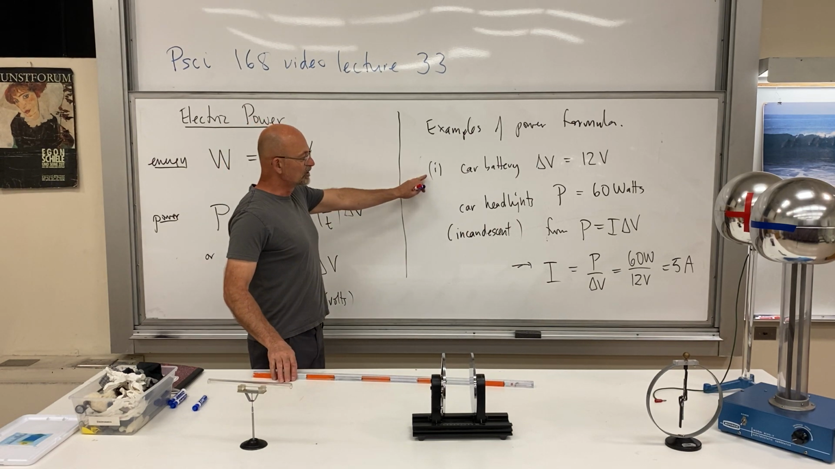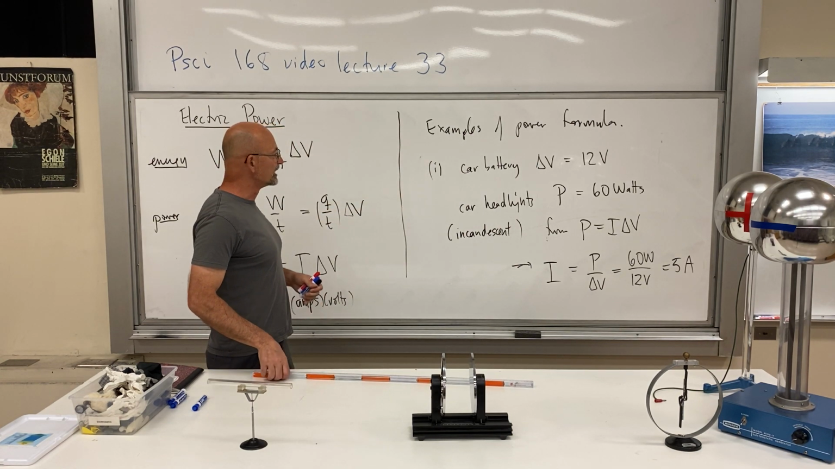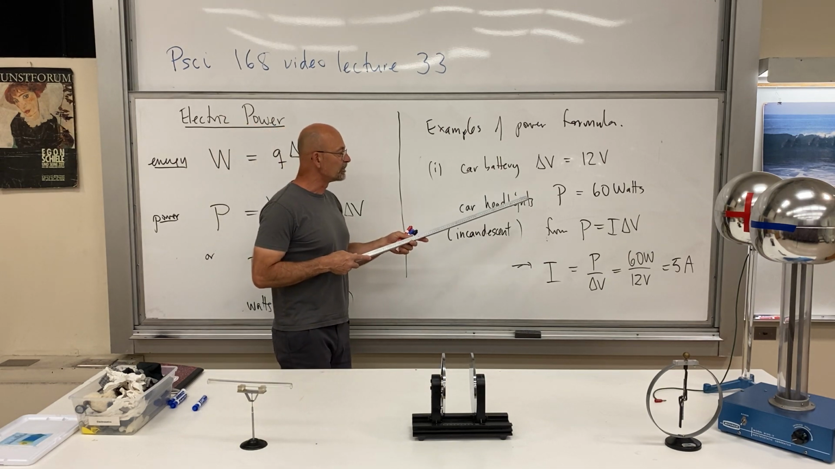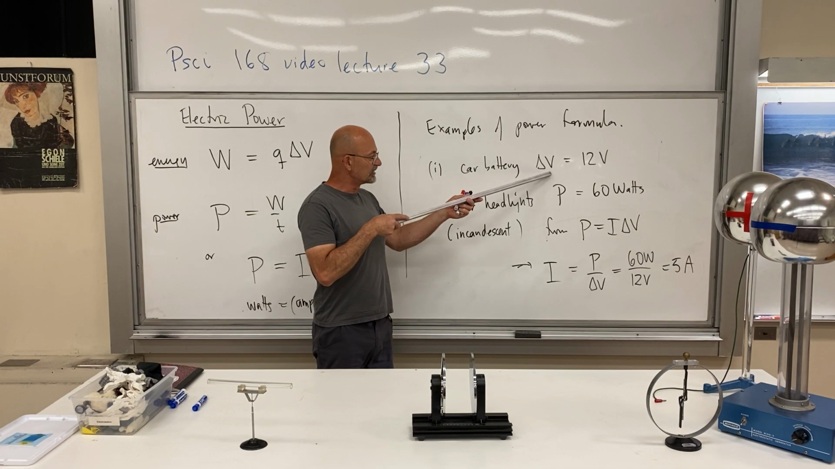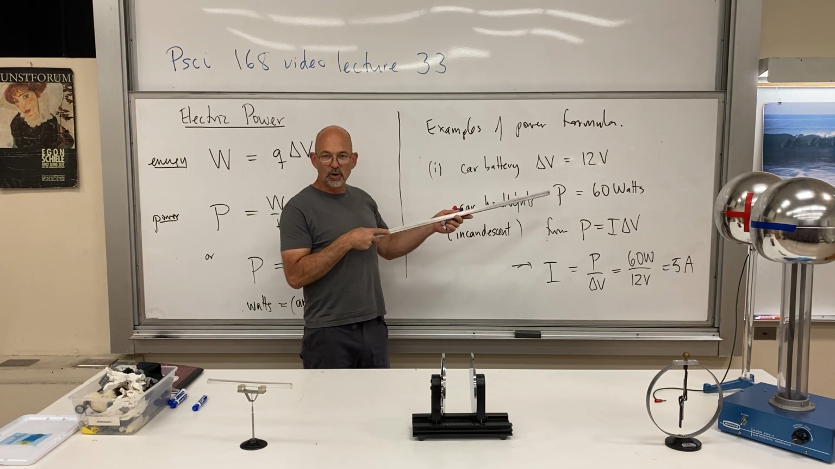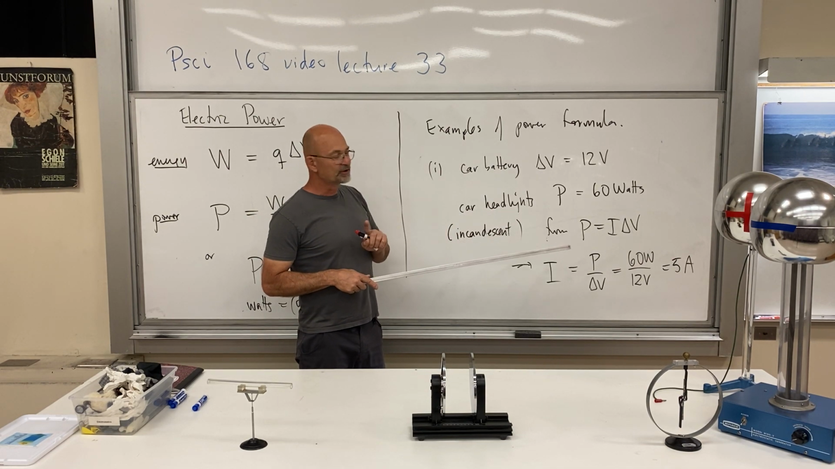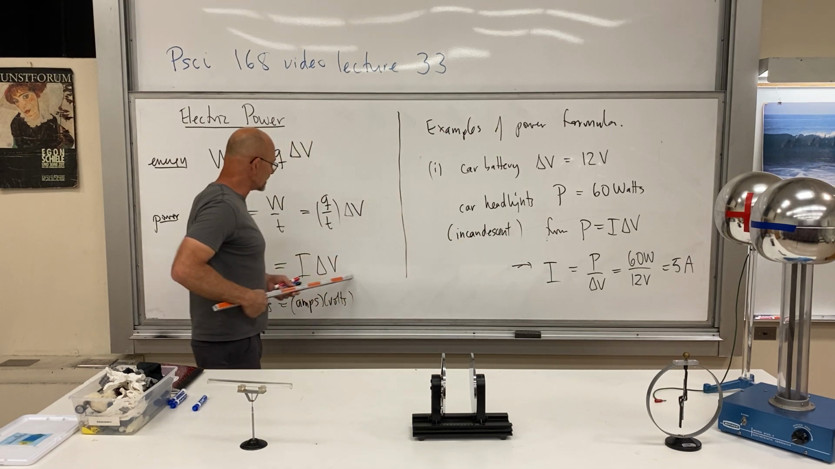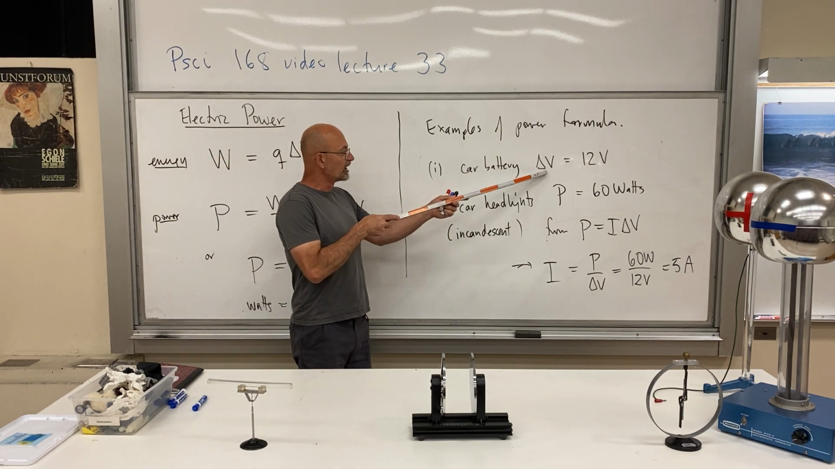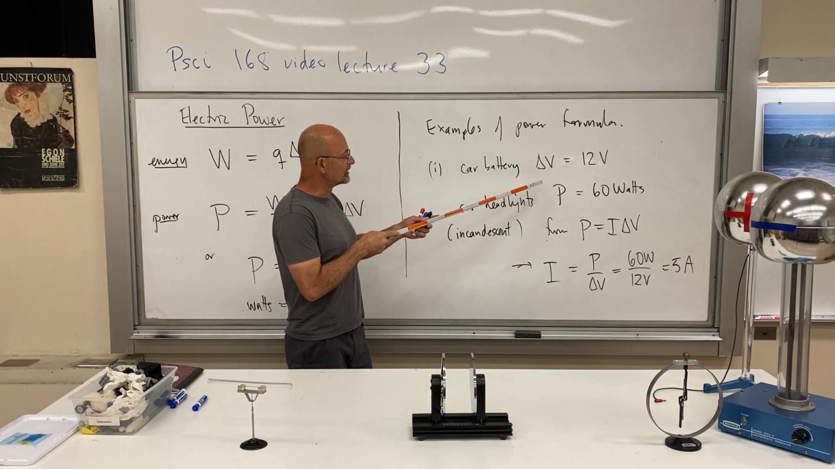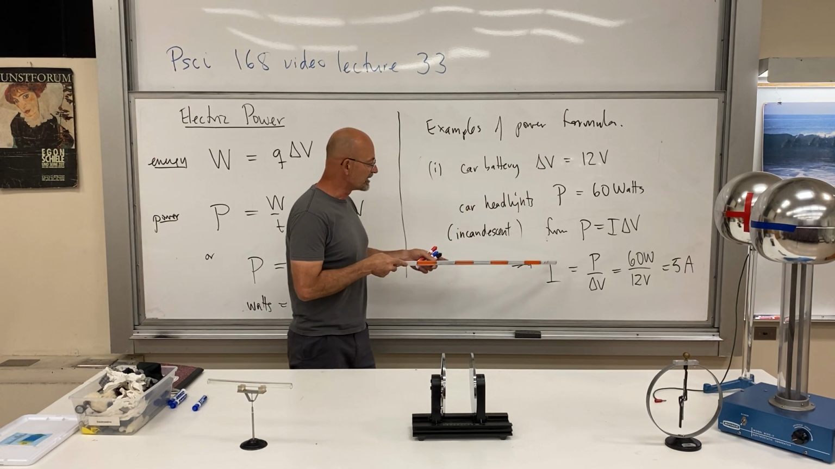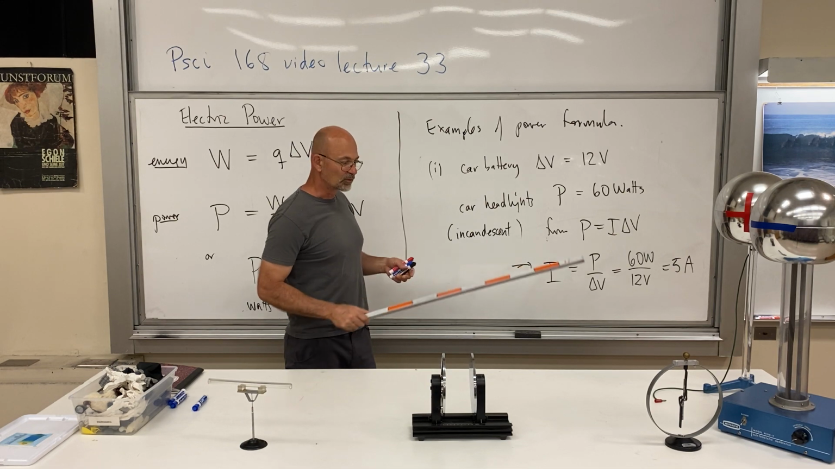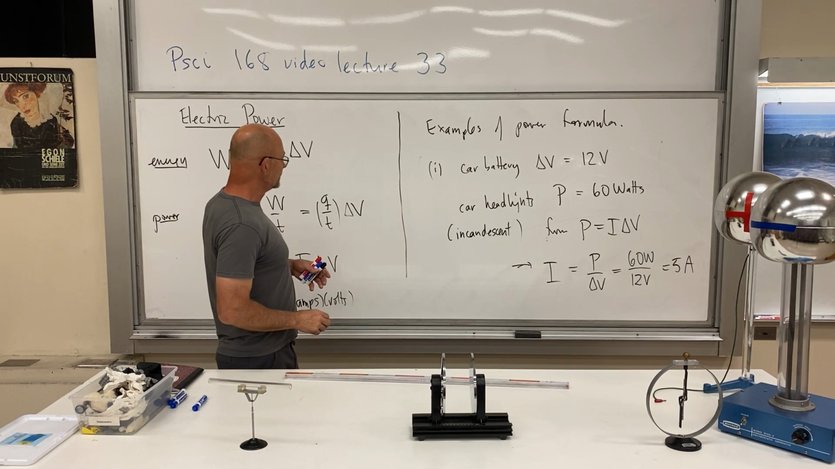Good, there's an example. You can make up as many examples as you want. You can in fact go to your household appliances. In the case of your household appliances, the delta V is 120 volts, alternating voltage, but it doesn't matter in terms of our formula here. So your delta V is 120 in the household appliances, and then you can look up the wattage that they use and figure out how much current they use as well. We'll do that next time.